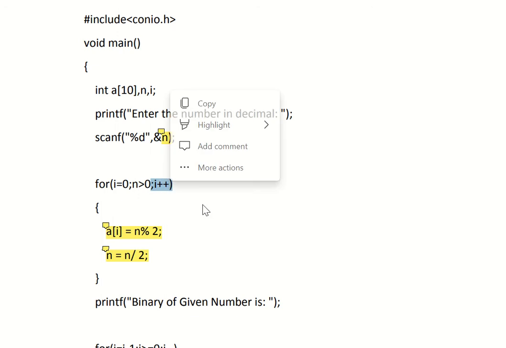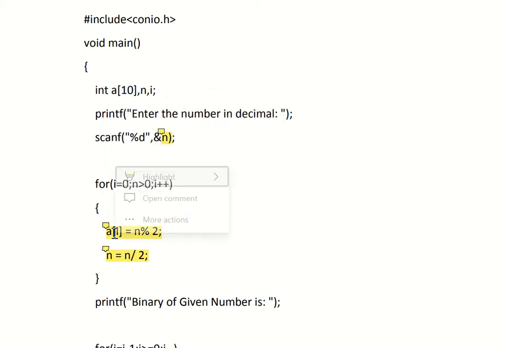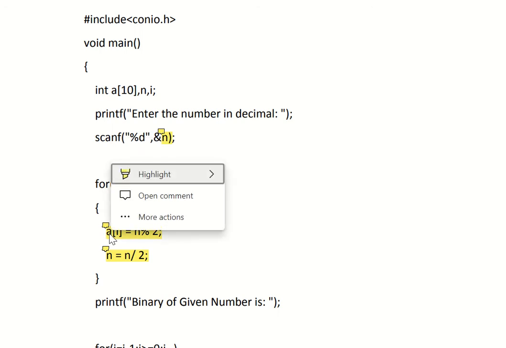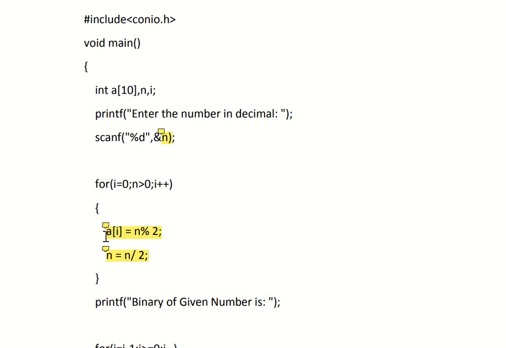Okay. So now the value of I is 3. And value of n is 1. So 1 greater than 0, again condition is true only. Again inside the for loop. So again here only. So again we will write a of 3 is equal to, now 1 modulo 2.